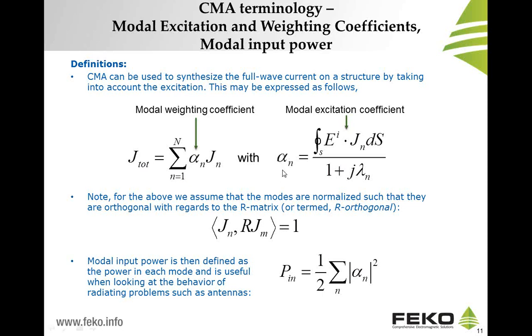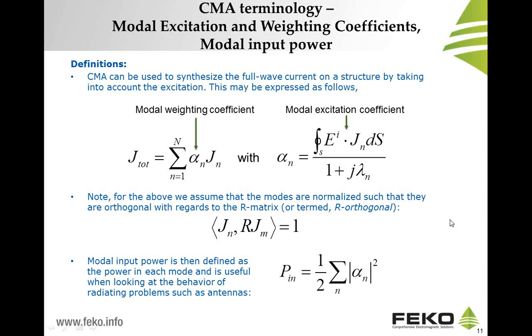A parameter that is defined by taking both of these concepts into account is the modal weighting coefficient. We use the modal weighting coefficients to scale each of our individual current components in order to synthesize our full wave current. It is also important to note that for this equation to be valid, we assume that the modes are normalized such that they are orthogonal with regards to the real part of the impedance matrix. This is also termed orthogonality. This concept will be emphasized a bit later when I talk about mode tracking.